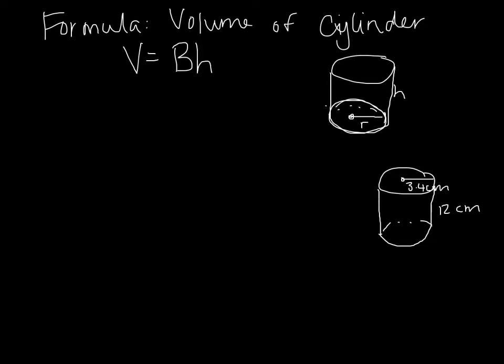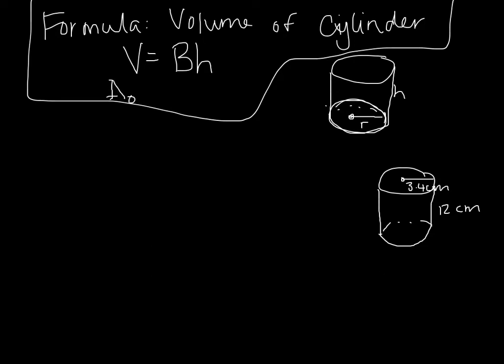Okay, so again, I'm going to bring down my formula. Let's do this quick. The area of a circle equals pi r squared. And we know that pi equals 3.14. Okay, so now we can just figure this out.